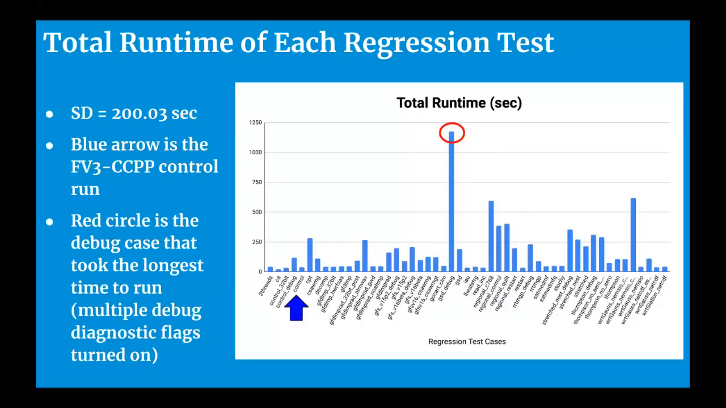And so the standard deviation of all of these different tests in terms of their runtime is around 200 seconds. And just to point out again, the debug test is as long as it is, the red circle, because multiple debug diagnostic flags are turned on. So it's testing a lot of different things.